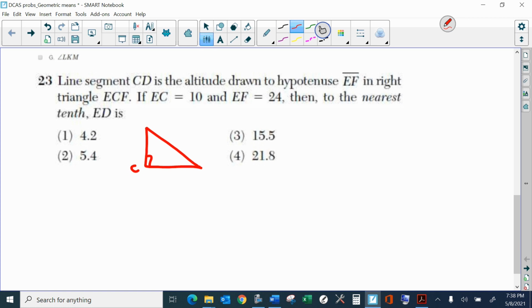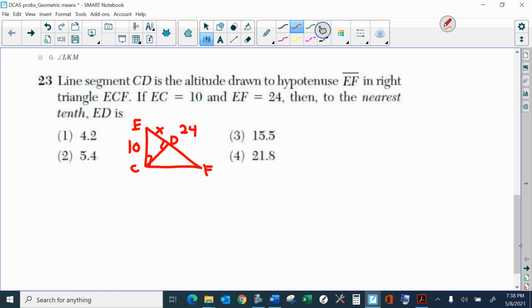CD is the altitude drawn to the hypotenuse of ECF. So CD. If EC equals 10 and EF equals 24, then to the nearest tenth, what does ED equal?